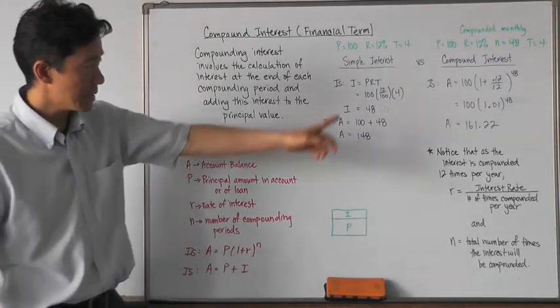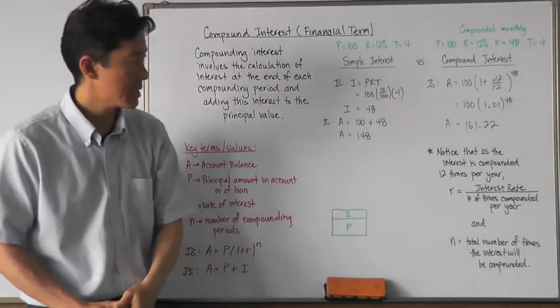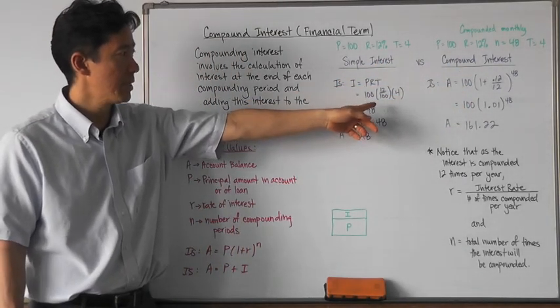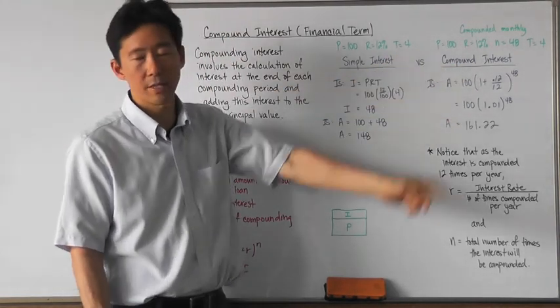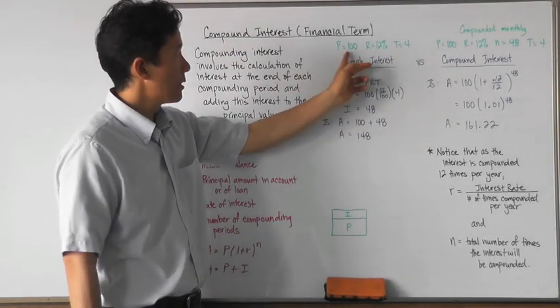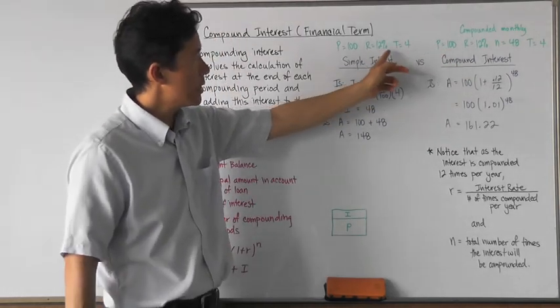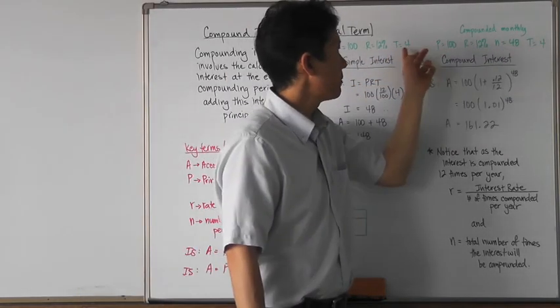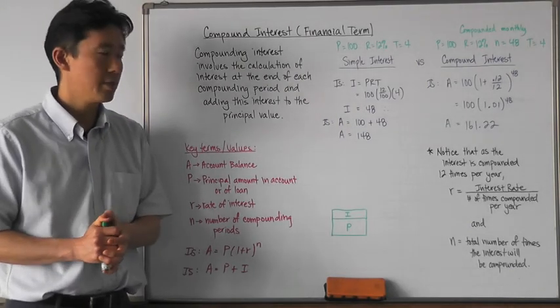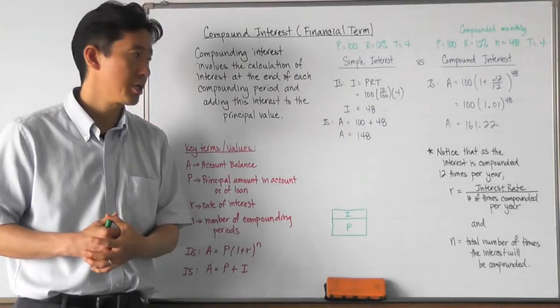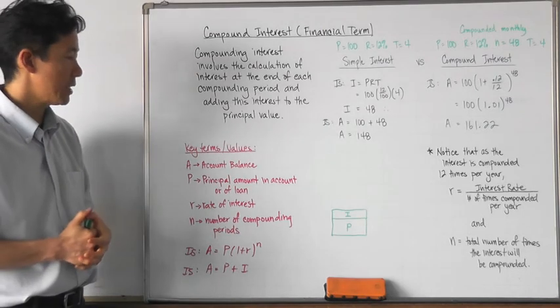Now, let's take a look at a very similar example, simple interest versus compound interest. Notice that some of the values that we have are the same. The principal is 100, the rate is 12, and the time is 4 years. Now, we need to make a little bit of an adjustment because we're dealing with compound interest.